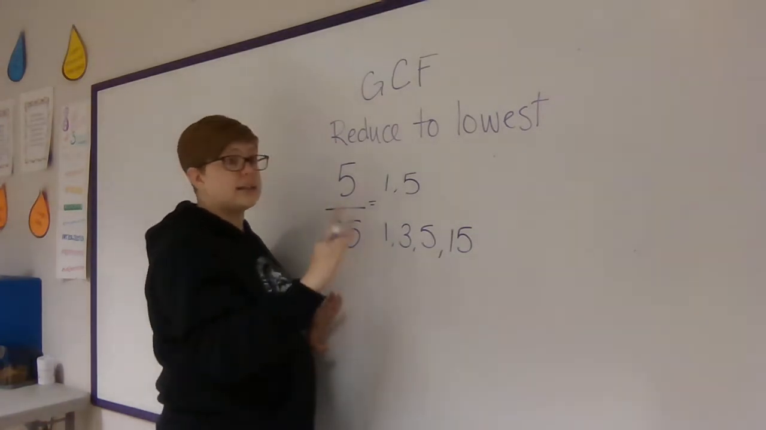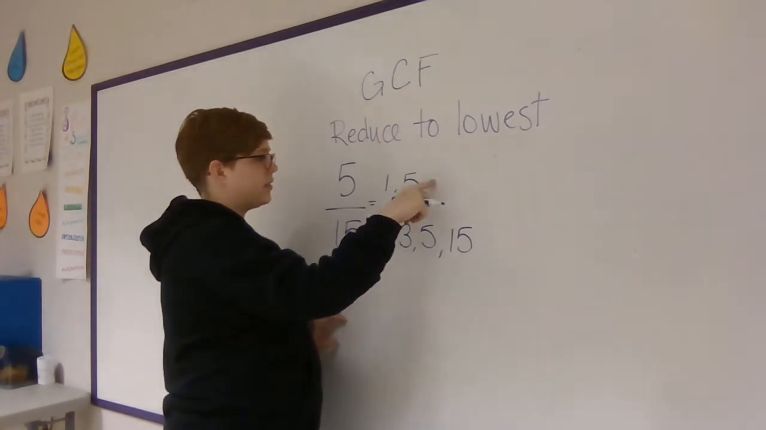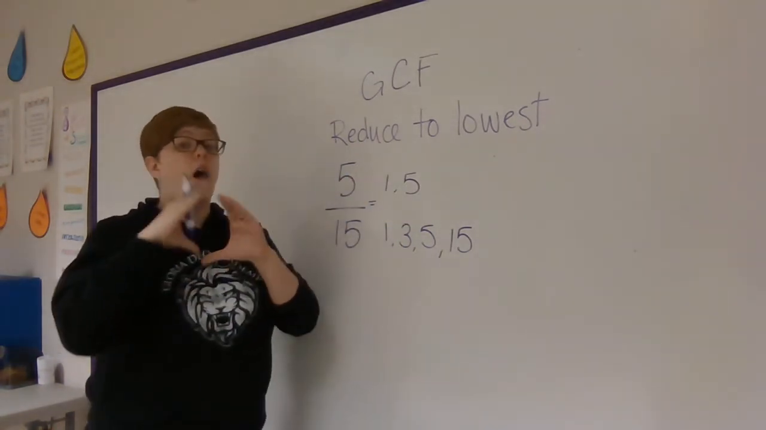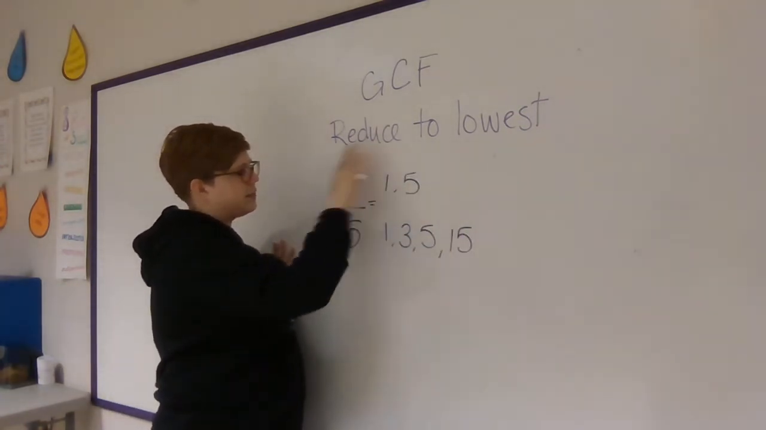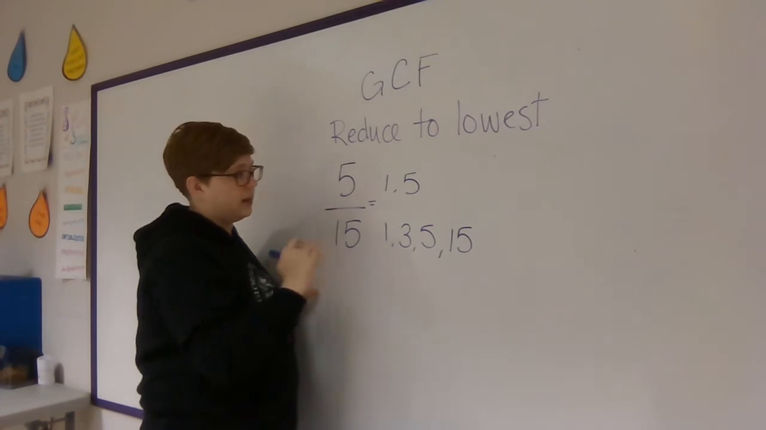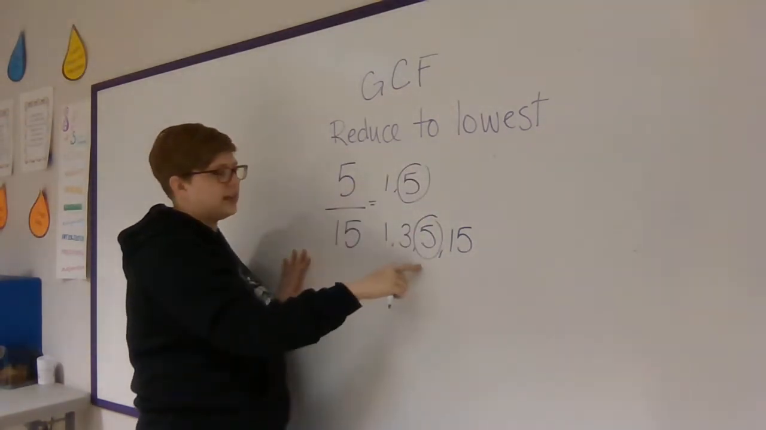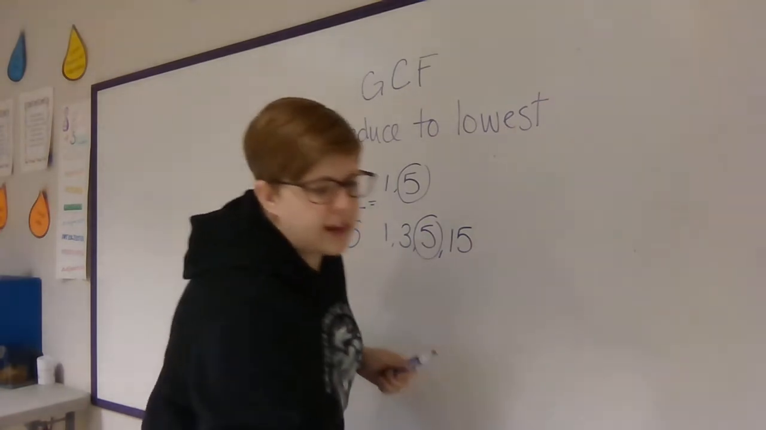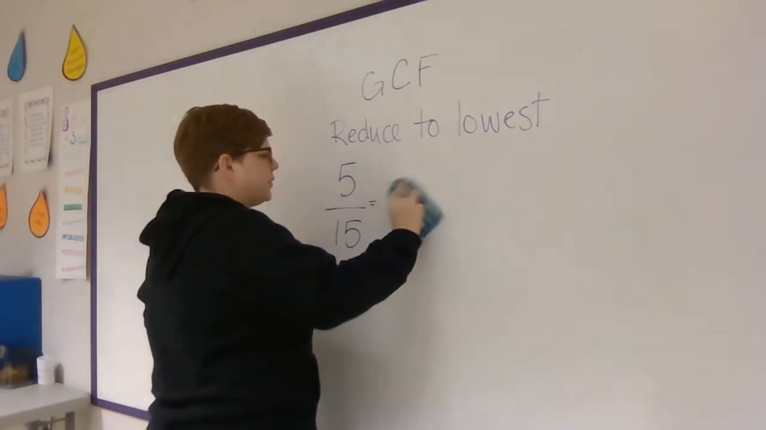The highest number of these two factors is 15, but there's not a 15 over here in 5, so I'm looking for my greatest common factor. What is the greatest factor out of both of these numbers that is the same? And that is a 5. Both 5 and 15 can be divided evenly by 5. So that's what I'm going to do. I found my greatest common factor, which is 5.